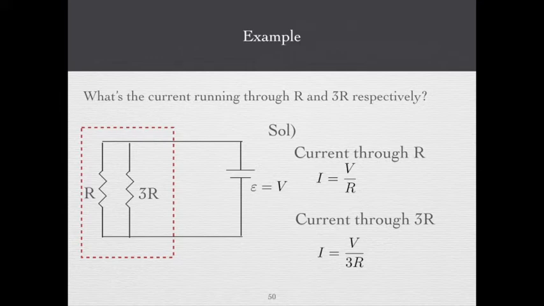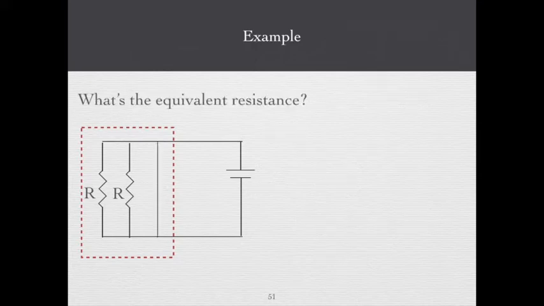So now you can see by utilizing Ohm's law with the idea of series and parallel, you can figure out a lot of things. You can start to analyze a slightly more complicated circuit. How about this case? There are 2 resistors and 1 straight wire in parallel. What's the equivalent resistance in this case?